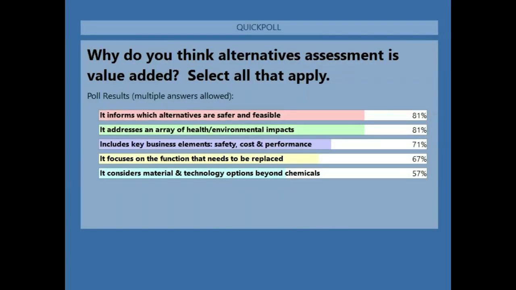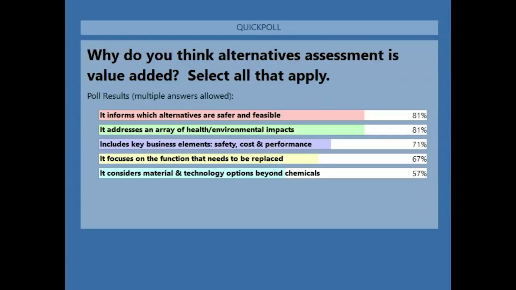So it's about the added value of alternatives assessment, in addition to the rather mature fields of LCA, for more than 25, 30 years, and risk assessment, even longer, of course. It informs which alternatives are safer and feasible. So it is really about being safer, but also being feasible, so also the technological and economic aspects here, 80%, interesting. It also addresses an array of health and environmental impacts, which it has in common with LCA, as I see it. It includes key business elements, safety, cost, and performance, which is clear, as it looks at a broad set of performance indicators going beyond the environmental domain. So most people really see a lot of added value across the points posed here.